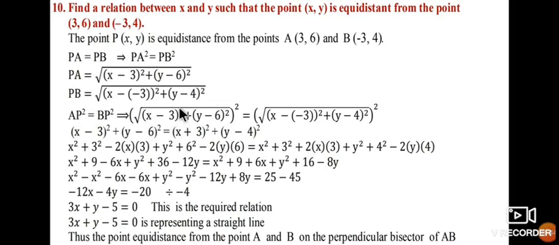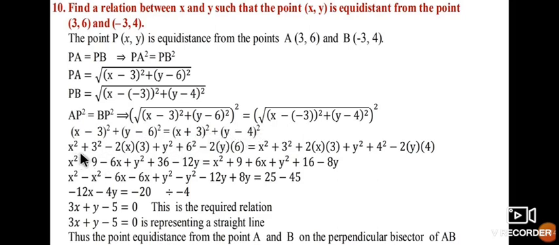That is (x minus 3) whole square plus (y minus 6) whole square under the square root, whole square, which is equivalent to PB squared, that is (x minus of minus 3) whole square plus (y minus 4) whole square under the square root, whole square. Squaring, AP squared is equal to BP squared, so square and square root will be cancelled. Therefore (x minus 3) whole square plus (y minus 6) whole square is equal to (x plus 3) whole square plus (y minus 4) whole square.